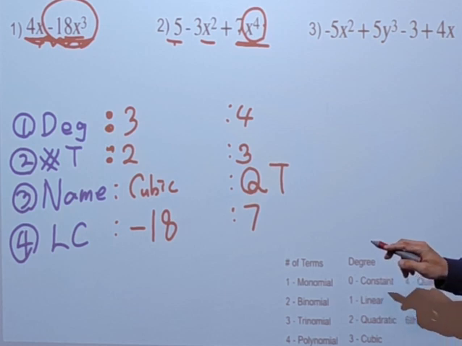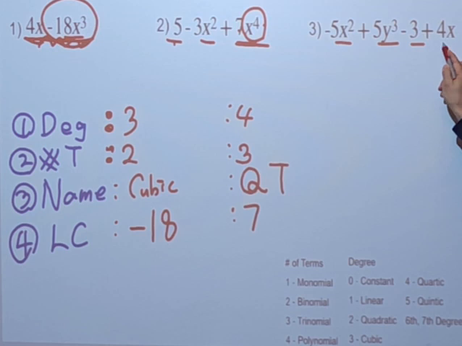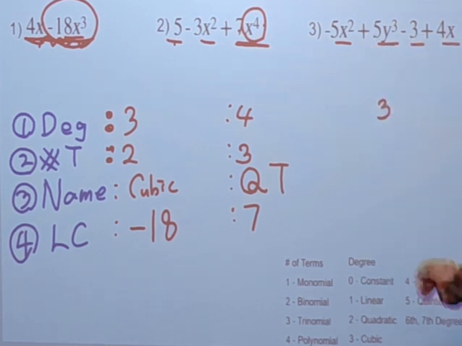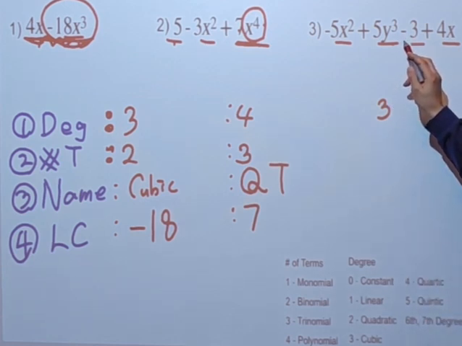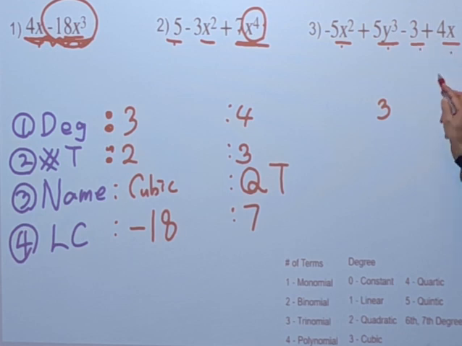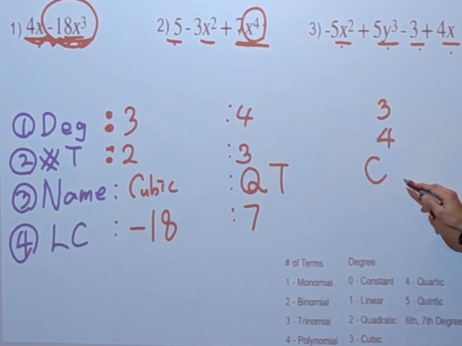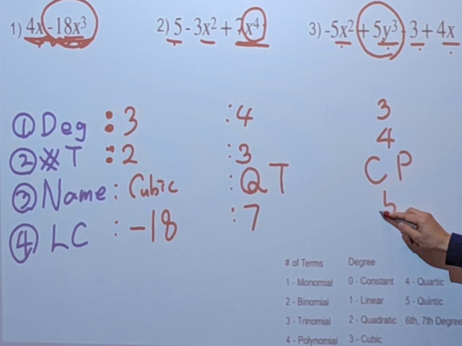And how about this one? Let's find the degree. This is 2, this is 3, this is 0, this is 1. So the biggest one is 3, which is the degree of the polynomial. Number of terms: 1, 2, 3, 4. There are 4 terms. So the name: cubic, because degree 3 is cubic. After 3 terms, monomial, binomial, trinomial, and then polynomial. So you can say polynomial there. And then the leading coefficient: this is the leading term, so that's a 5.